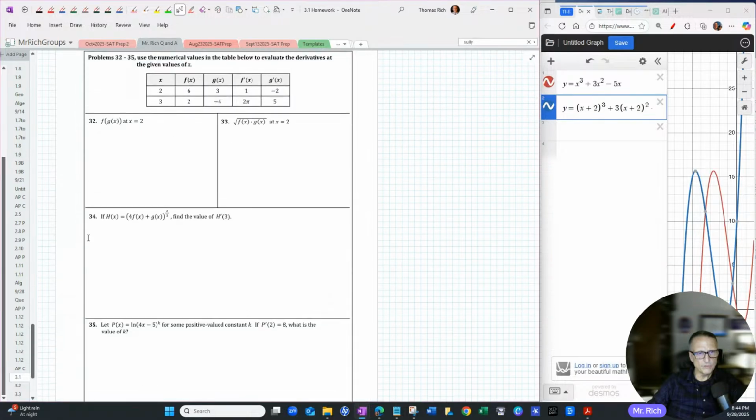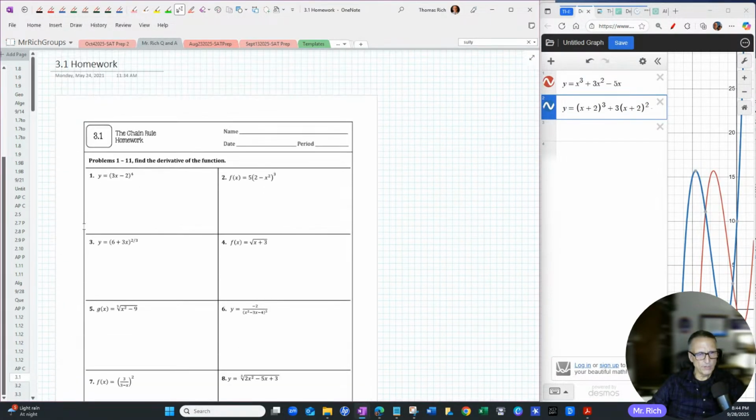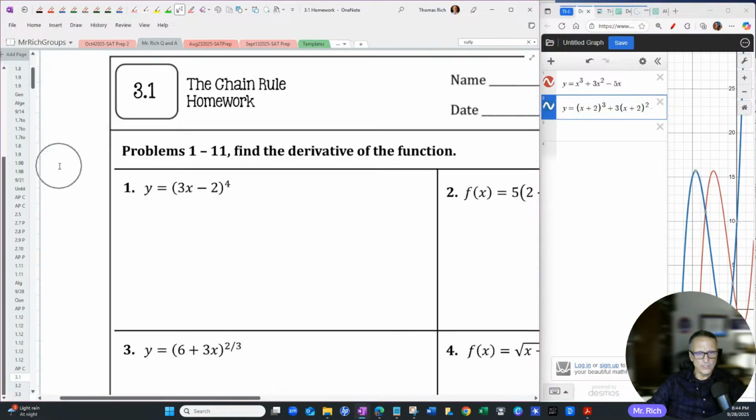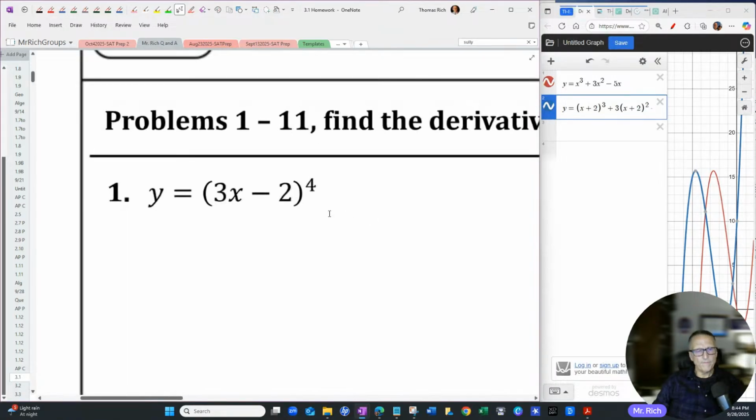A few things that I want to show you here. This is the chain rule. I wanted to talk about how we use the chain rule to take derivatives of functions. So let's start with a function here, and let's talk about why we need the chain rule. If I were to take the derivative of this polynomial, 3x minus 2 to the 4th power, using the rules of derivatives that we've learned up to the chain rule, I would need to expand that polynomial all the way.